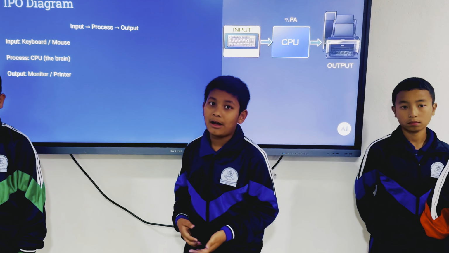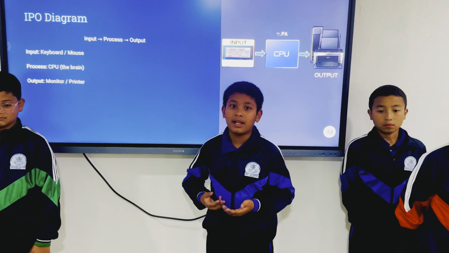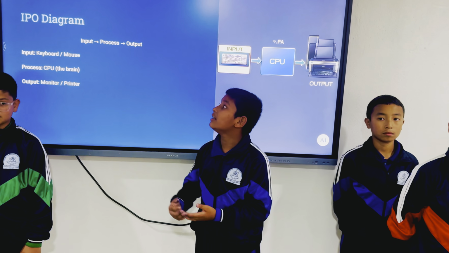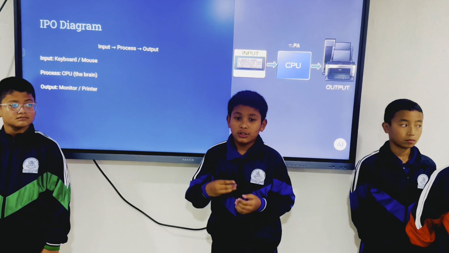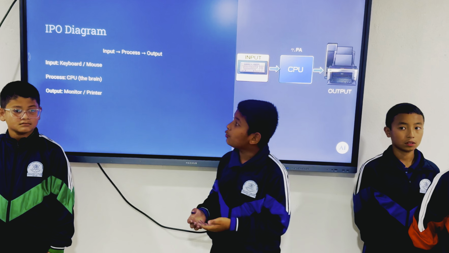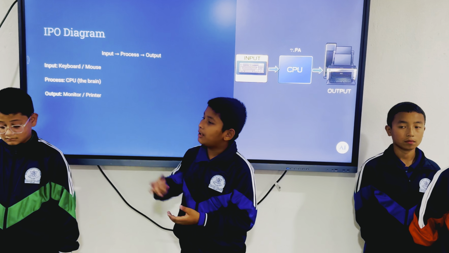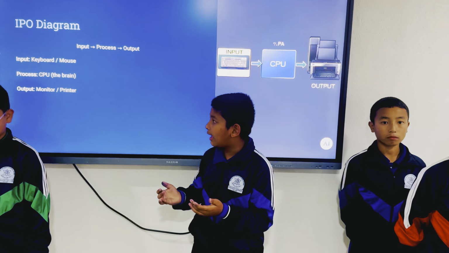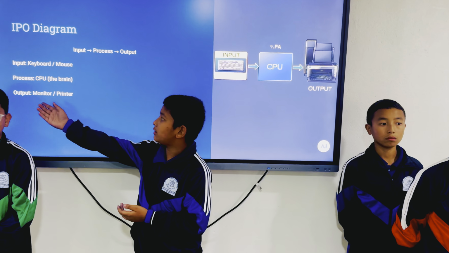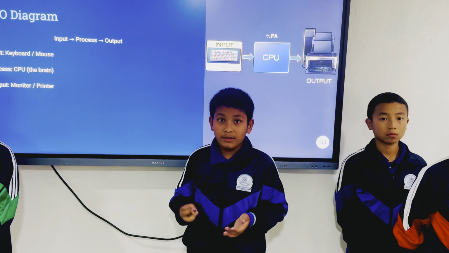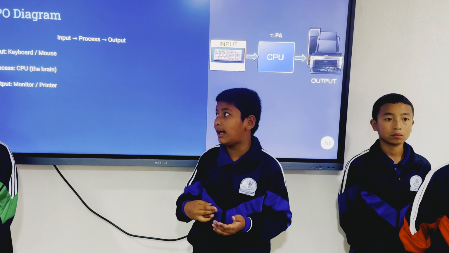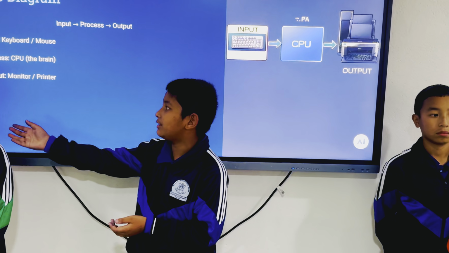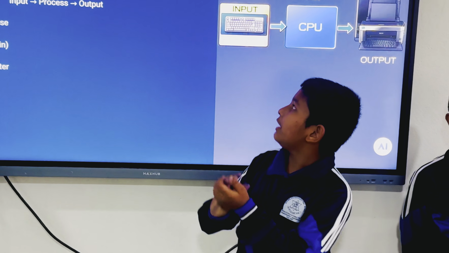I would like to talk about the IPO diagram. The IPO diagram has mainly three parts: input, process and output. The first is input, such as a keyboard and mouse, which give the raw data to the processing device. The CPU, the brain, processes the data and gives it to the output devices like the monitor and printer, as you can see here.